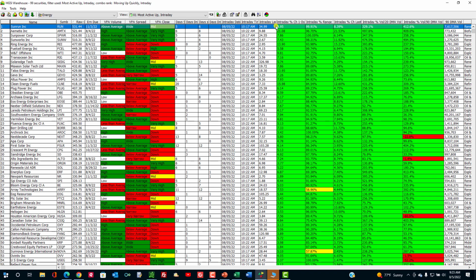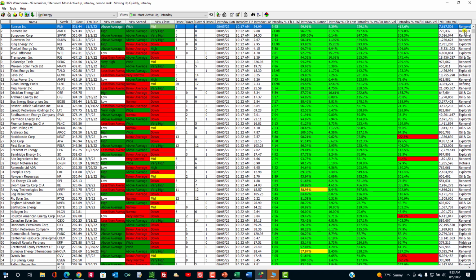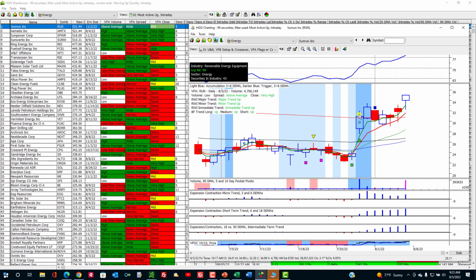And here is Sunrun, which is a renewable. It is up. Let me tighten this up just a little bit here. You can see it's in the renewables. It's up 9.95% today. It's coming off of contraction. Here's expansion. Here's contraction. Expanding again.